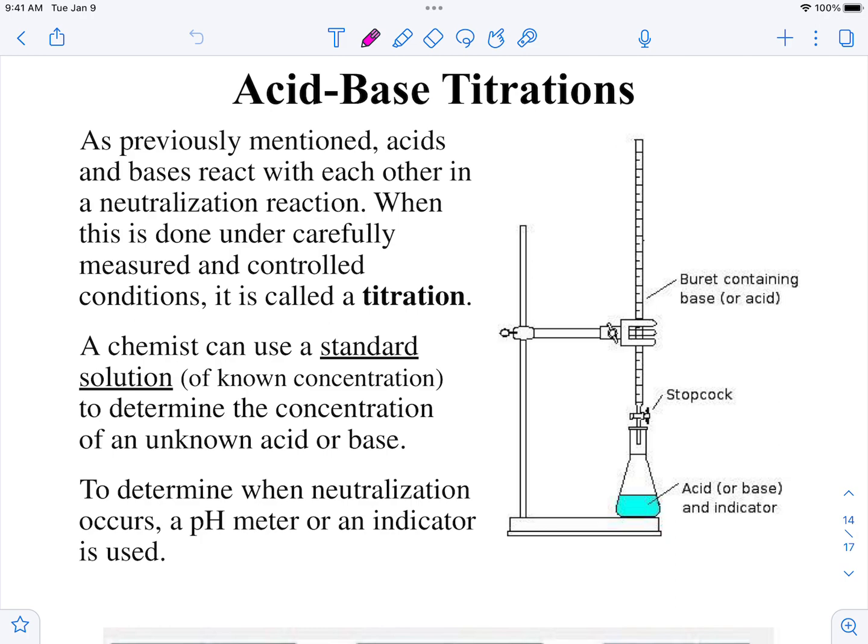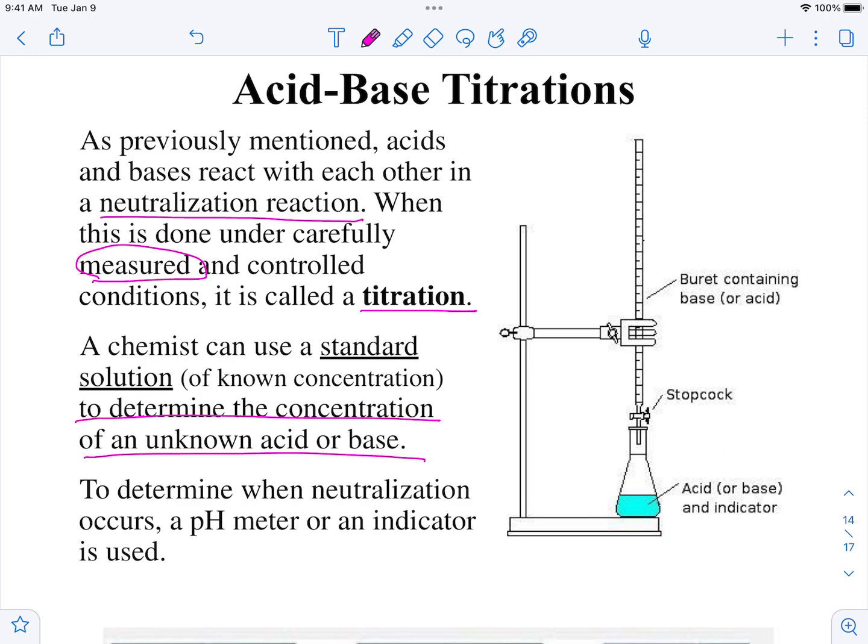Okay, today's topic is titrations. So let's start off with a definition. We know that acids and bases react with each other in neutralization reactions. When this is done under carefully controlled and carefully measured conditions, we call this a titration. Okay, so when we carry out a very carefully measured neutralization, it's called a titration. The purpose of the titration is to determine the concentration of an unknown acid or base.